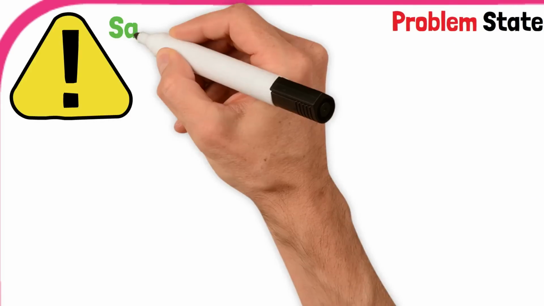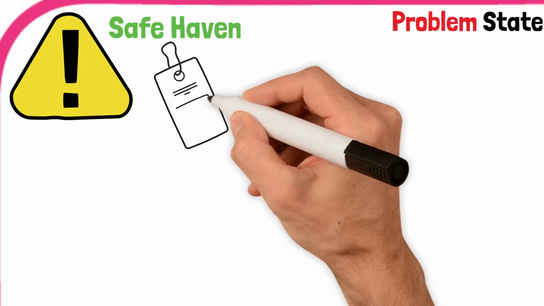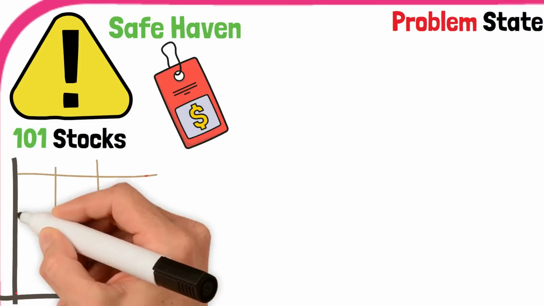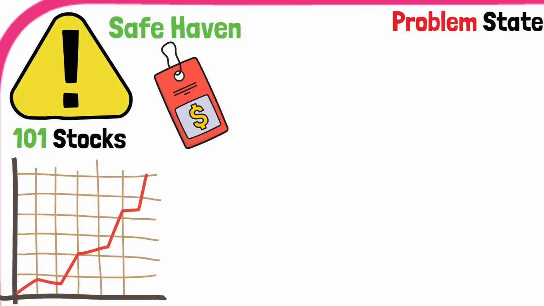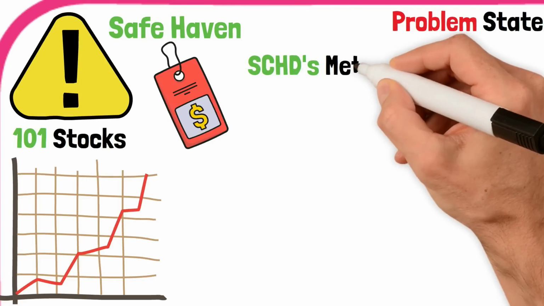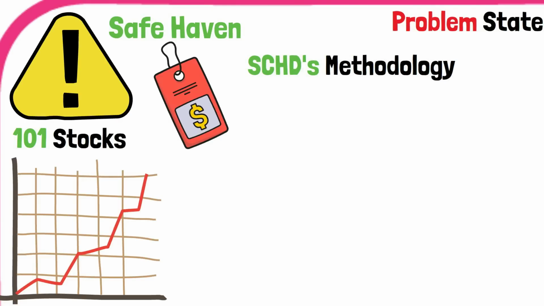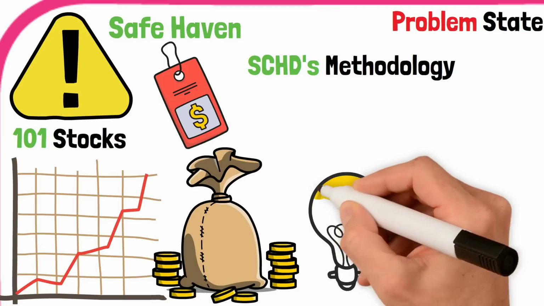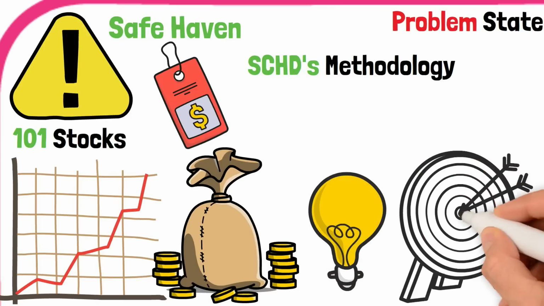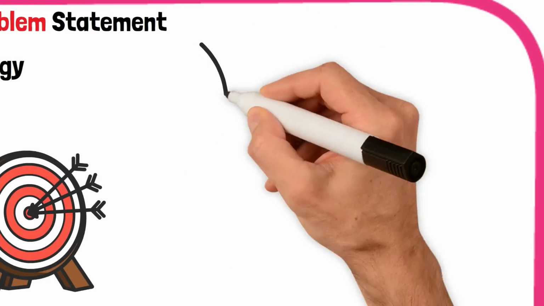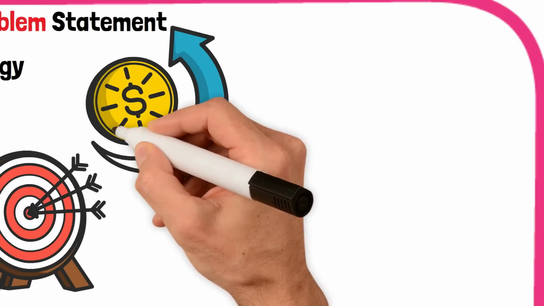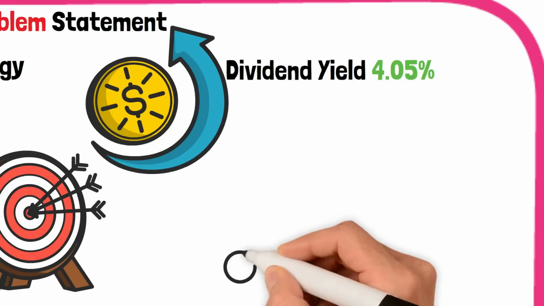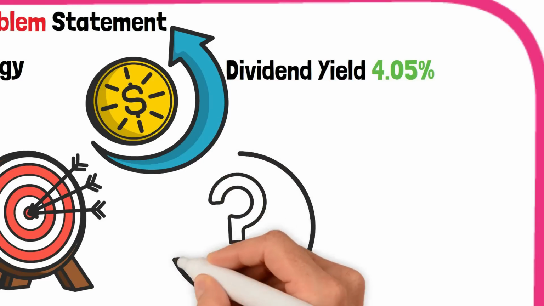While it's widely regarded as a safe haven ETF with quality holdings, you're still buying the entire basket of 101 stocks, some of which are fairly valued or even overvalued, while others are significantly undervalued. The problem is that SCHD's methodology, which focuses on financial strength and dividend history rather than current valuation, means you might be missing opportunities to maximize your returns by strategically targeting the most undervalued components. Many investors simply buy SCHD for its impressive track record and 4.05% dividend yield without understanding exactly what they own or how to optimize their approach.